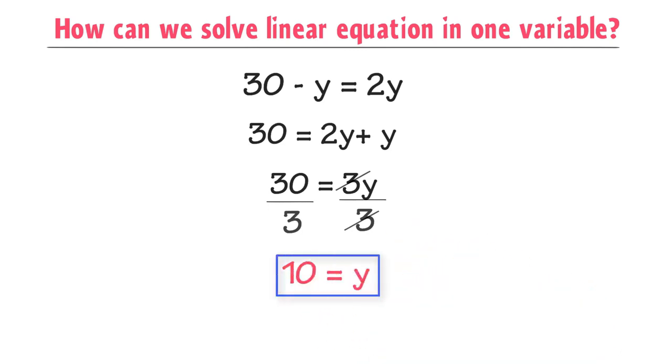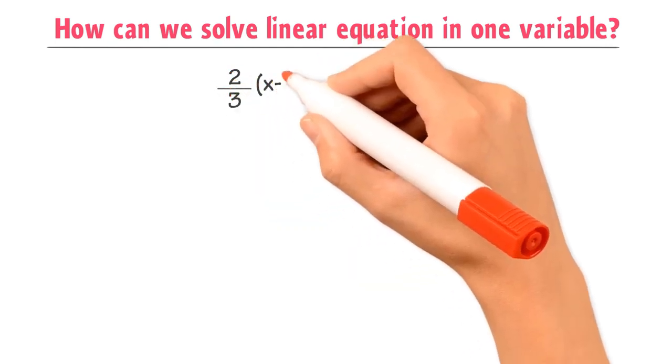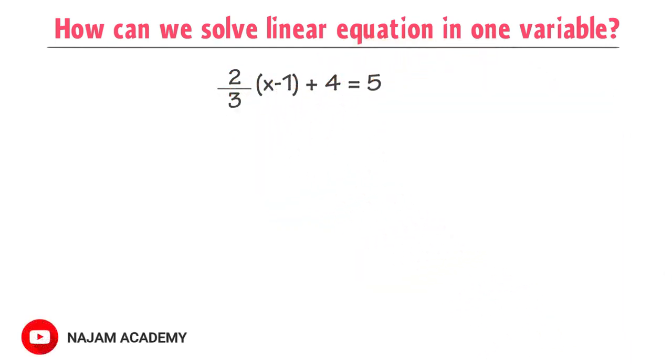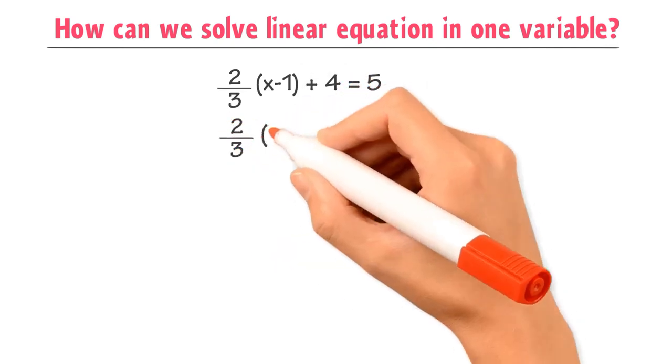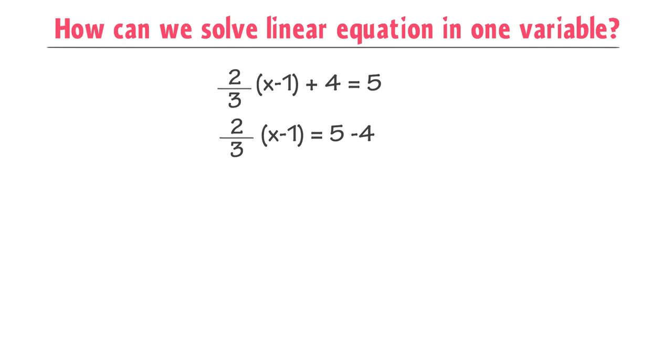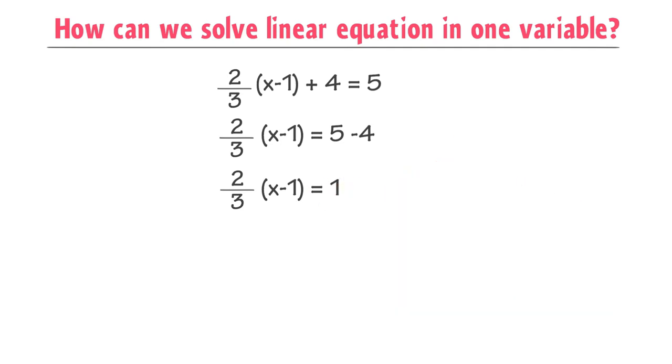Now let me teach you one advanced or multiple steps type of linear equation in one variable. 2/3 (x - 1) + 4 = 5. In this type of linear equation, first of all, shift the constant to one side and variables to another side. Thus, we are going to shift plus 4 from the left hand side to the right hand side. So, 2/3 (x - 1) is equal to 5 minus 4, or 2/3 (x - 1) is equal to 1.